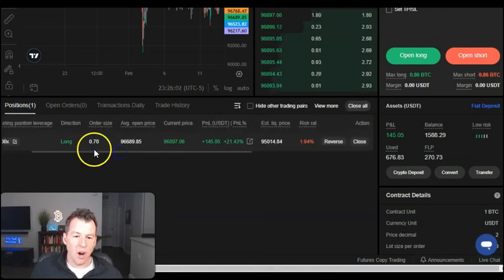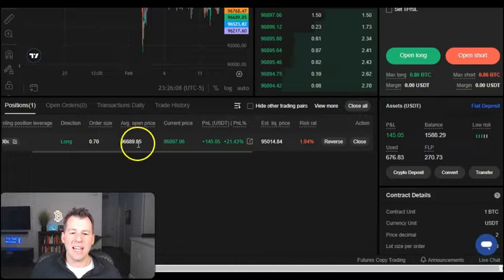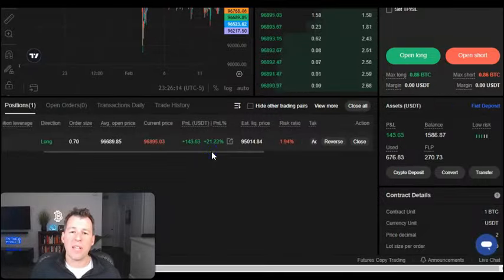So it's a long, the position order size is 0.7 BTC. Opening price, I bought at BTC 96,689. Current price 96,897. So a little bit higher, but since P&L for futures trades is calculated a different way, it's 21.22%. That is the amount my profit is in trade. And my trade is in profit, 21.2%.